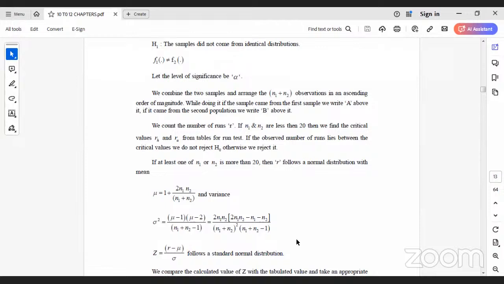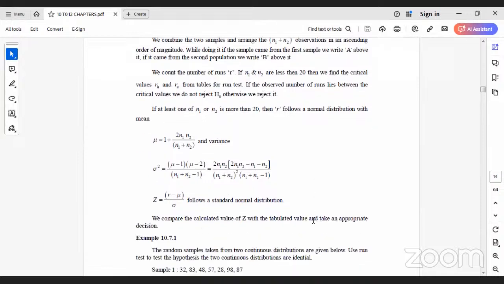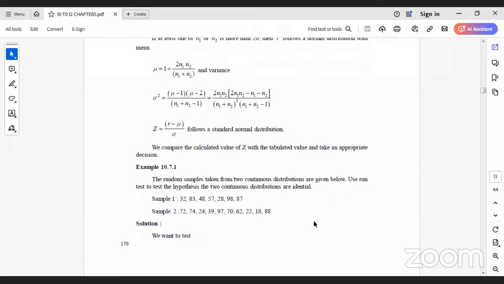The variance sigma square is equal to 2 n1 n2 (2 n1 n2 minus n1 minus n2) divided by (n1 plus n2) whole square times (n1 plus n2 minus 1). Then Z equals R minus mu by sigma, which follows a standard normal distribution.